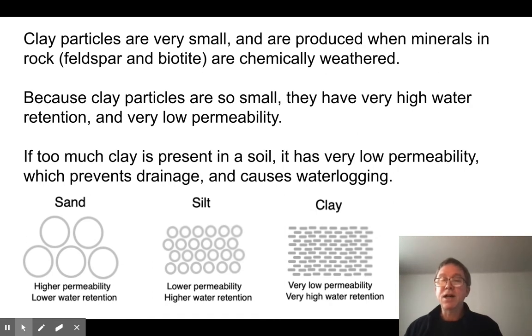And as a consequence, because they're so small, clays have almost zero permeability. As a matter of fact, when municipalities want to build a lake, they have to put clay in the bottom. You put clay in the bottom, water can't get through it, and the lake will form.